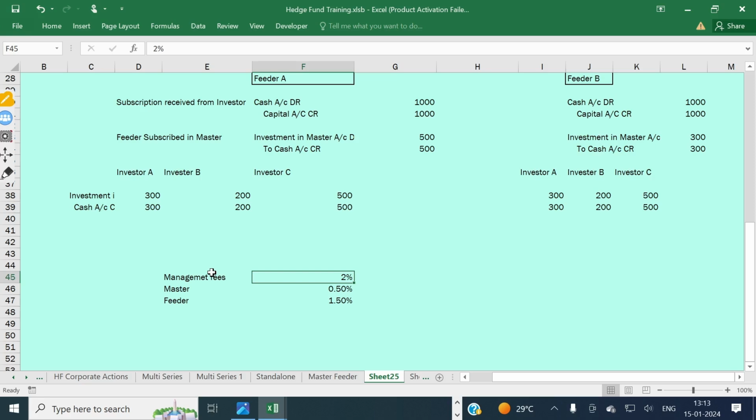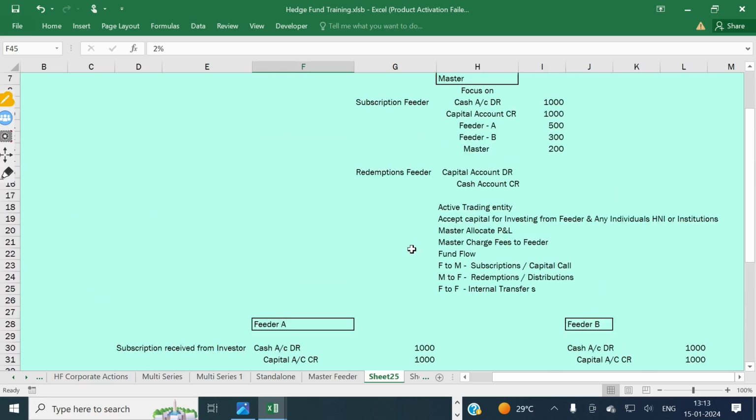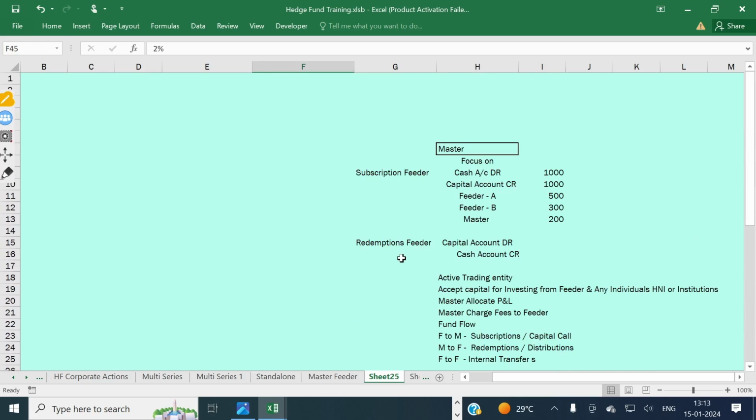All right. So a few important highlights that I just want to summarize again, because Sunny was not there, I believe. One is anyone can invest in master. It's not mandatory that only feeder can invest. Even you can also invest, because master is a trading entity, so they can raise funds from any other individual investor also. That's what I have even written over here.